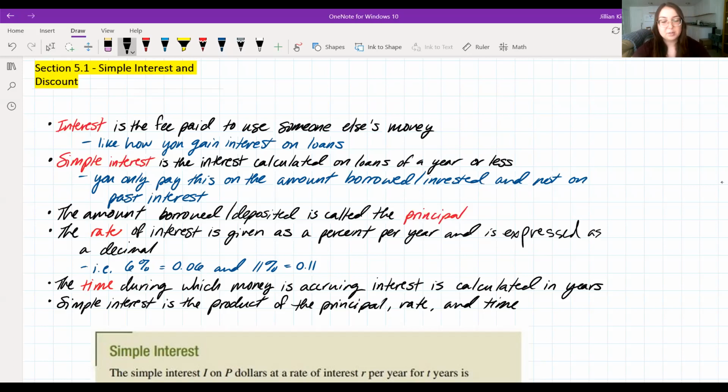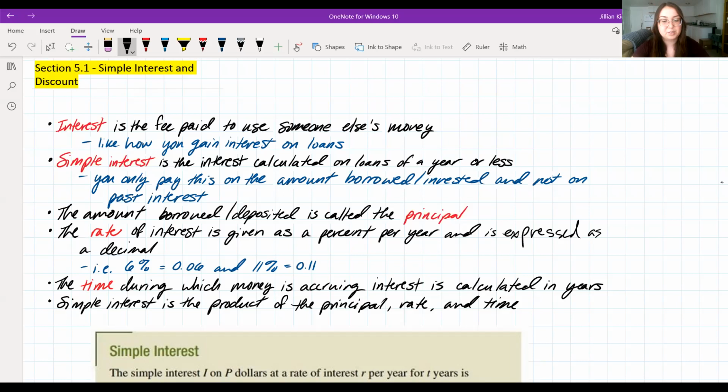Then we have the time during which money is accruing interest is calculated in years. So every time we do any sort of time, it's always going to be in years. So if we say, well, for 9 months, we want that in terms of years. So 9 months would be, well, 1 year is 12 months, so 9 months, that'll be 9 out of 12, so that'll be 3/4 of a year. So whenever we calculate time, it's always in terms of years.